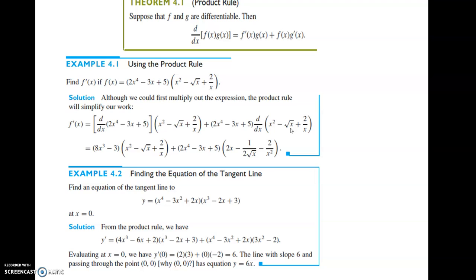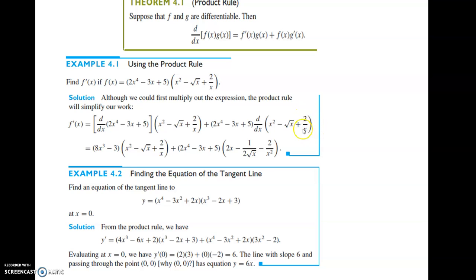This root x, I will write as x to the power half. So I will apply the formula: 1 by 2 x to the power half minus 1. Half minus 1 is minus half. So I bring it down, it becomes root x. Or you can write directly that the derivative of root x is 1 upon 2 times root x, or you can use the power rule to find it.